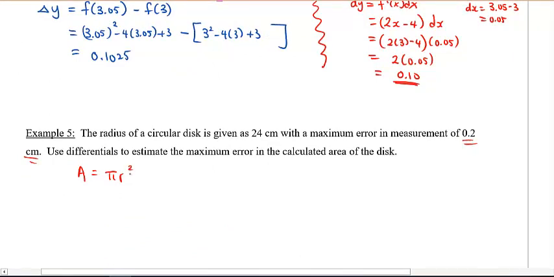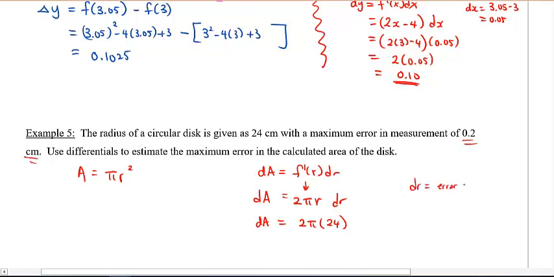And so if that was the case, looking at our equation now, not dy equals f prime of x dx, it's dA equals f prime of r, because r is our independent variable, times dr. Well, if area equals pi r squared, we know that the derivative will be, that's right, 2 pi r. So your dA, your differential, your change in A, must be 2 times pi times the radius at that point. What is the radius at that point? I told you it's 24. And dr, that's like the error, right? dr is your error in your radius measurement, and that will be 0.2.